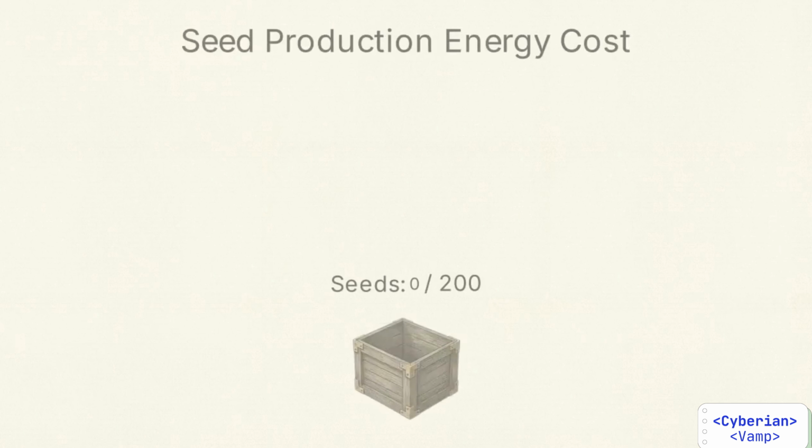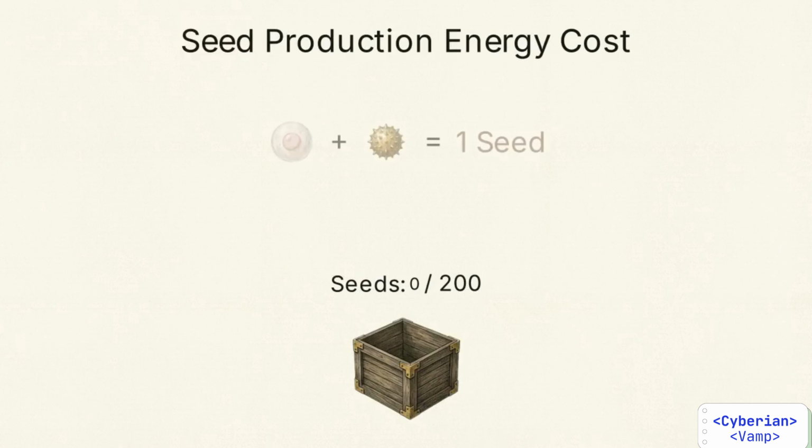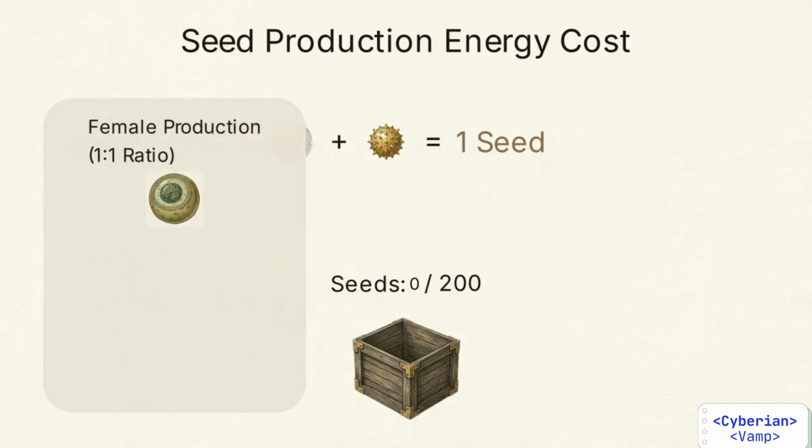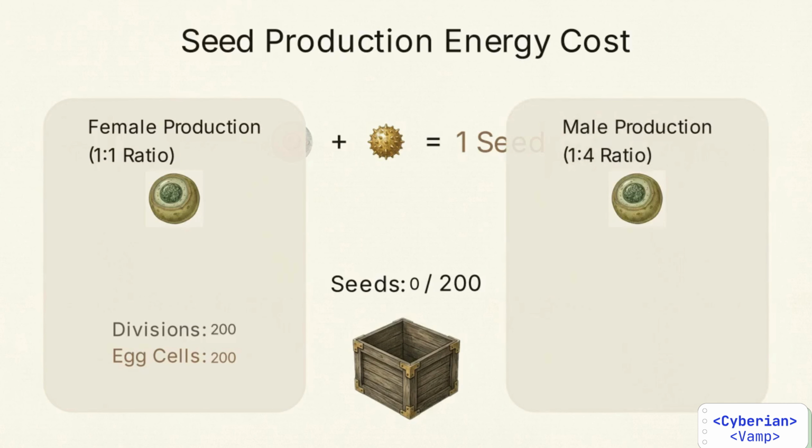This equation workspace models a macroscopic problem based on our biological ledger. How much energy must a plant expend to produce a crop of exactly 200 viable seeds? To solve this, recall the requirements. Each seed needs exactly 1 egg cell and 1 pollen grain. On the female side, the constraint is tight. Because of the 1-to-1 functional ratio during megasporogenesis, generating 200 egg cells requires exactly 200 divisions of the megaspore mother cell. On the male side, the math is different.